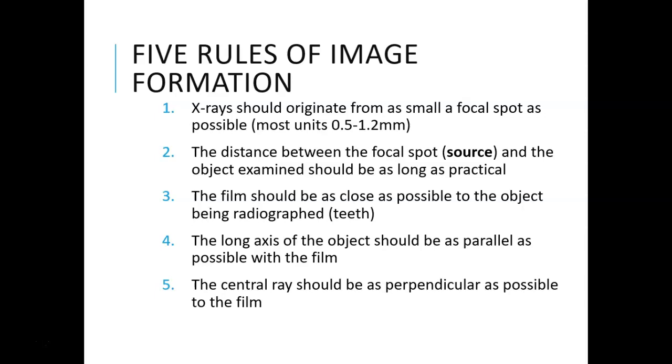Okay, five rules of image formation. The first rule: X-rays should originate from as small a focal spot as possible. So the tungsten target on the anode is very, very tiny. And this is a small focal spot where the X-rays are generated from. It's not just a big chunk of tungsten where who cares about the size. It is tiny, a half to 1.2 millimeters. Think of the probe you use and the millimeters. You're going to start measuring periodontal charting and pocket depths in millimeters.